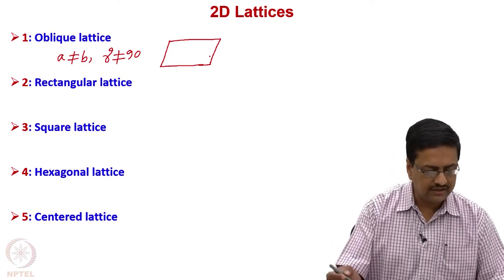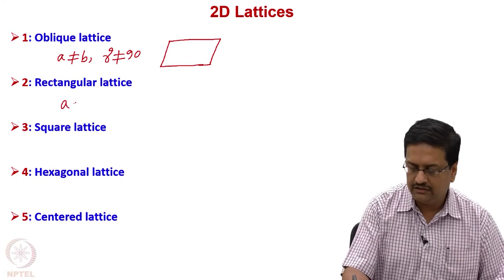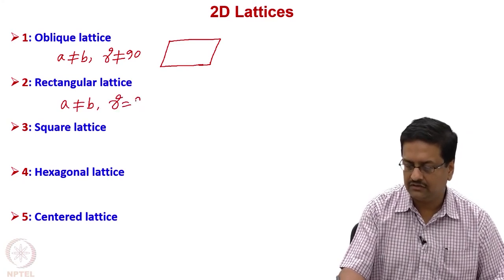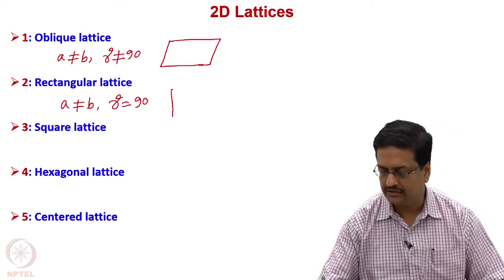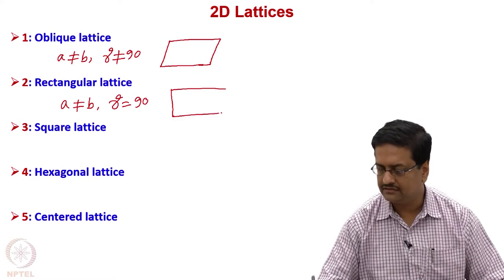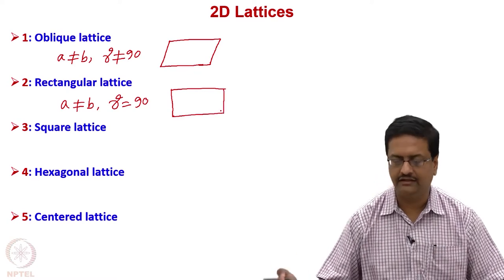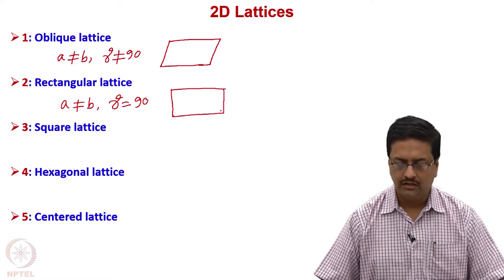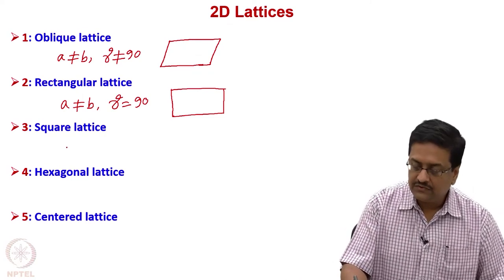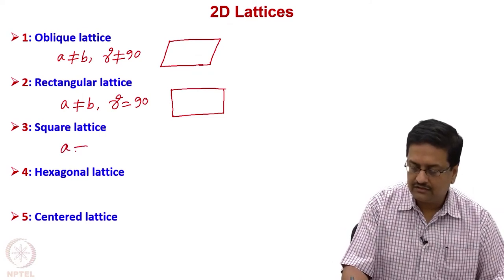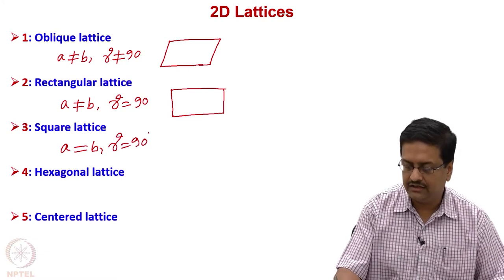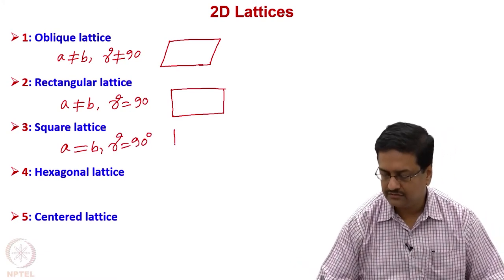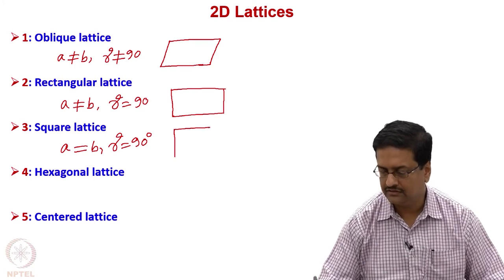When we say it is a rectangular lattice, it actually means a not equal to b and gamma equal to 90 degree, which means we should draw a rectangle. So the angles between the axes are 90 degree. Now the third type of lattice is a square lattice, where a equal to b and gamma equal to 90 degree. What we get is a square.